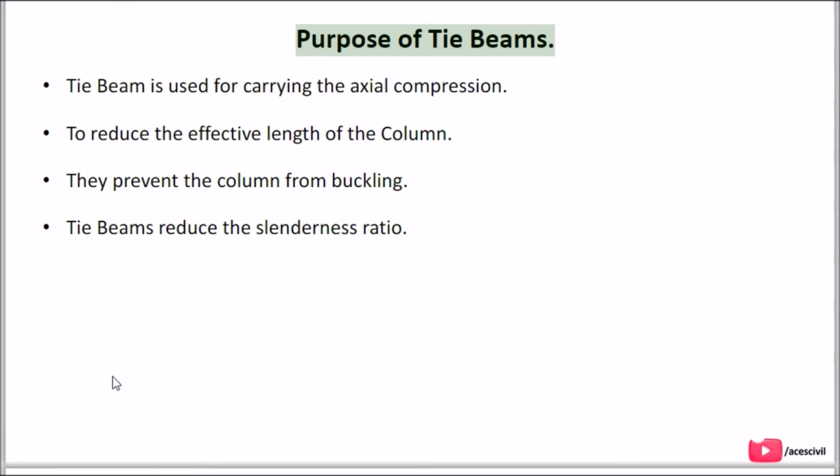Purpose of tie beams. Tie beam is used for carrying the axial compression. To reduce the effective length of the column. They prevent the column from buckling. Tie beams reduce the slenderness ratio.